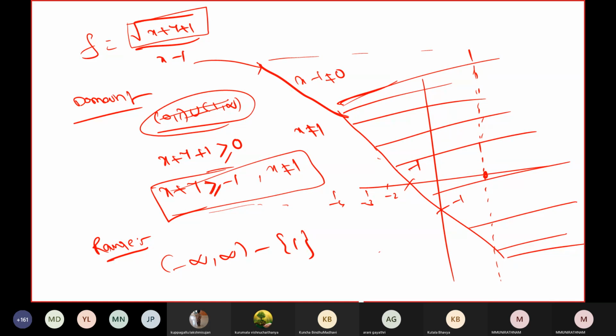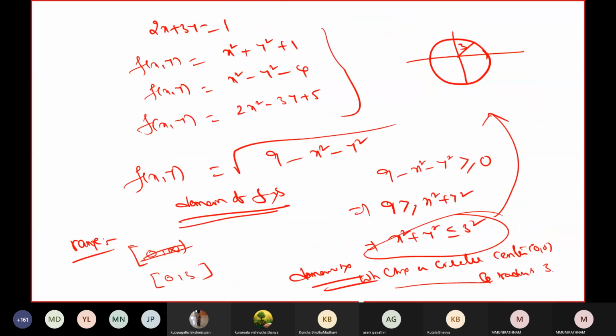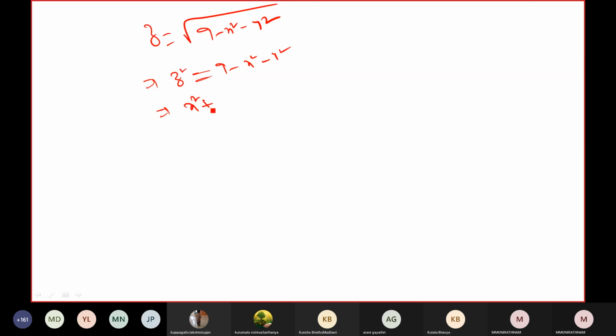So based on this, you should be able to tell the graphs of these curves. Suppose we have taken 9 minus x square minus y square. Suppose I call this z. z equal to root of 9 minus x square minus y square. You should be aware of how to draw the graph. x square plus y square plus z square equal to 9.